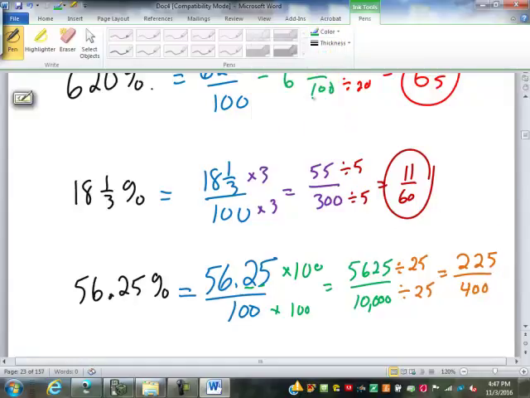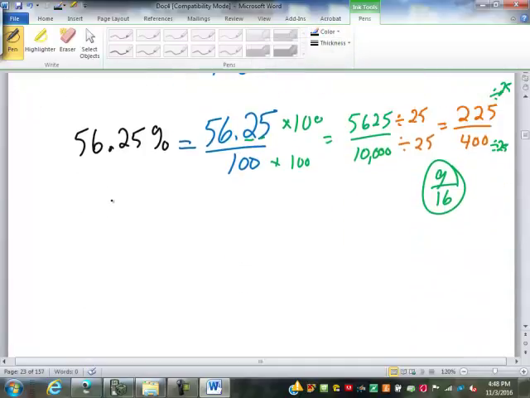They can still be divided by 25. Good. 225 divided by 5 is 9. 400 divided by 5, or 25, is 16. So 9/16 you get. How many got those last two? The 11/60ths and 9/16ths? I was almost over 11. Okay.